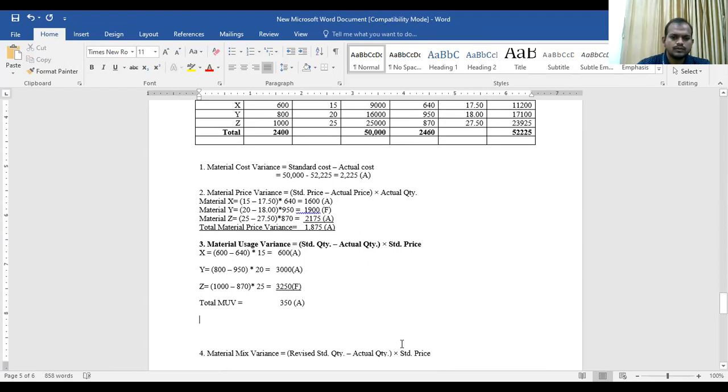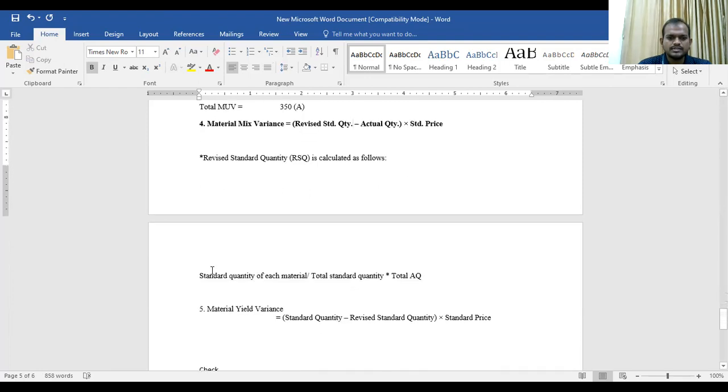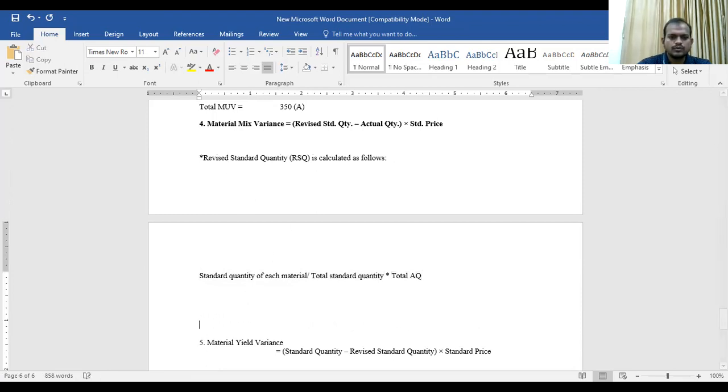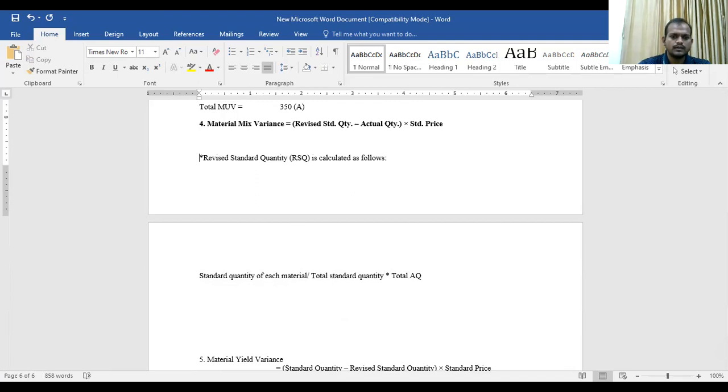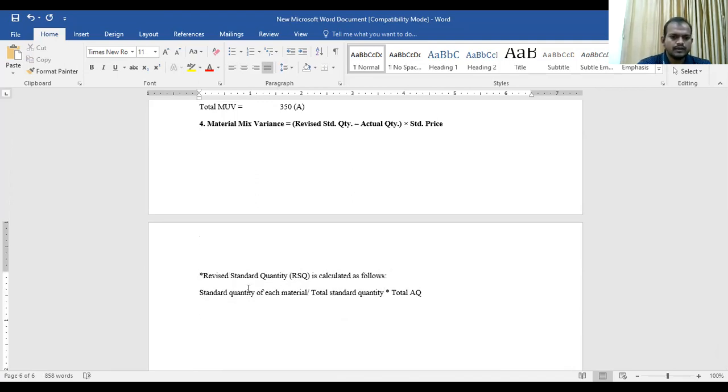Okay. So the next one, material mix variance. So revised standard quantity minus actual quantity. So we have to calculate the revised standard quantity. The revised standard quantity formula is standard quantity of each material by total standard quantity into total actual quantity. Okay. So let us calculate the revised standard quantity.